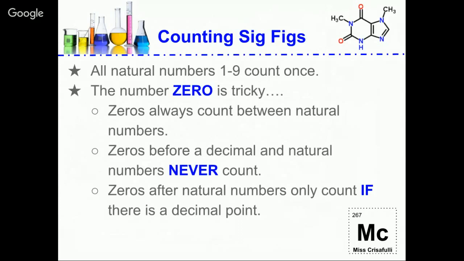Zeros, on the other hand, are a little tricky. If you have zeros that are between natural numbers, they do count. When you have a 0 before a decimal point, that never counts. And if you have a 0 after natural numbers, they only count if there is a decimal point.